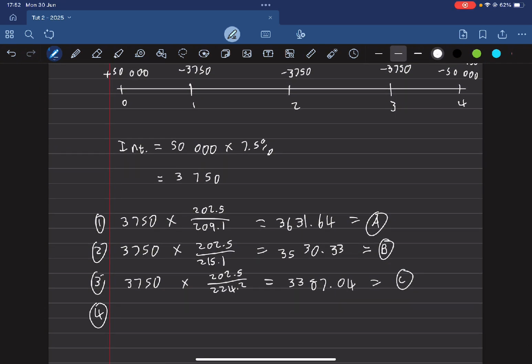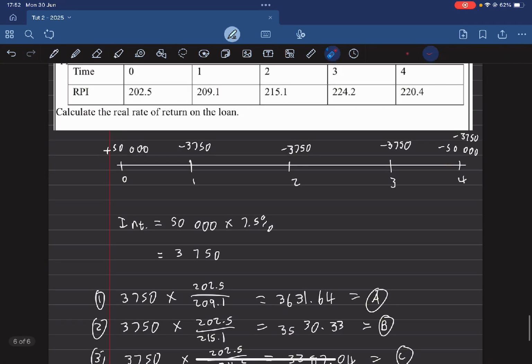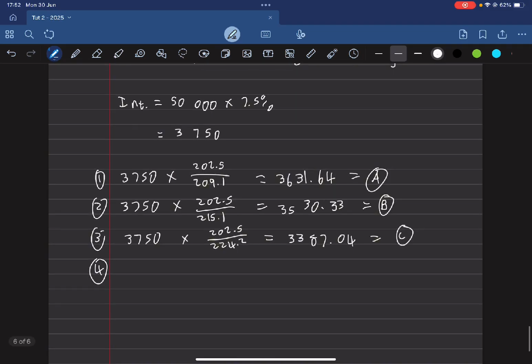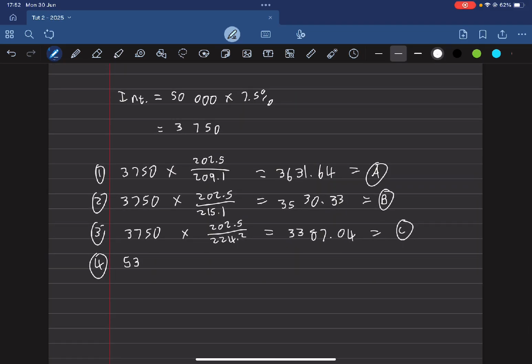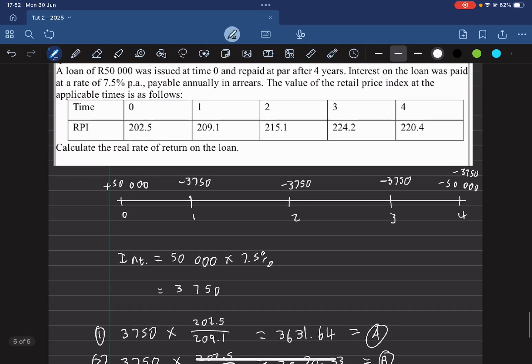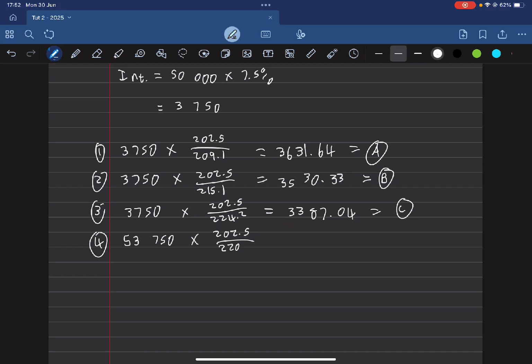Cool. And then lastly, we just need to work out this final one. So I'll add them together. It'll be 53,750 multiplied by the index at the beginning of the period divided by the index at that point, which was 220.4. That's going to give you 49,384.64. And we're going to save that as D.